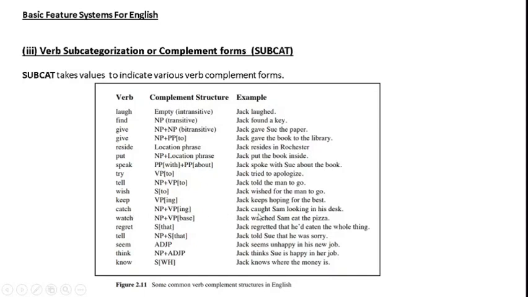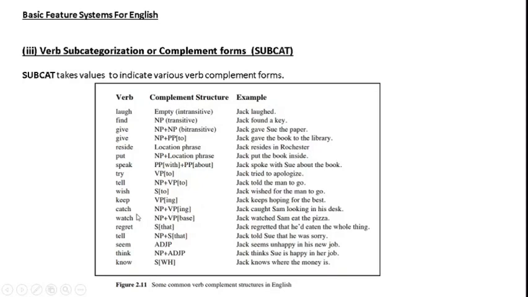So Jack caught Sam looking in his desk. Okay, so which is the subcategorization or complement form used here? That's what we need to observe. It is given as NP plus VP ing. So what is the meaning of NP plus VP ing?